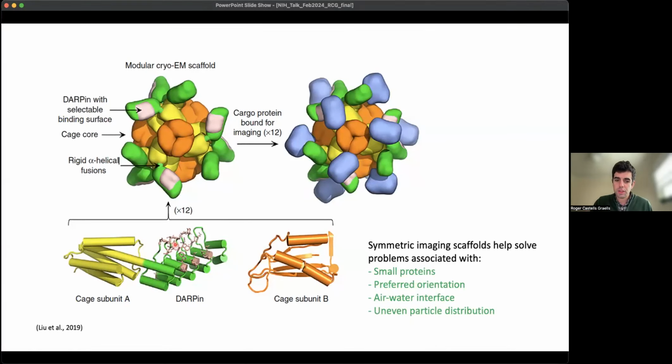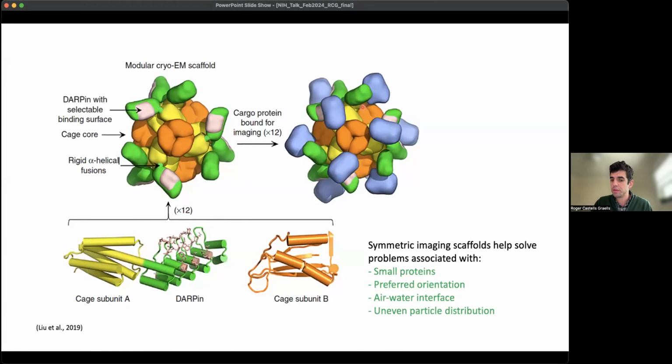And then you sequence that, and then you can integrate the sequence of that DARPin into this design, and then you can make it specific for your protein of interest. And here you can see, as I say, the two components, now with this binding site. So then what we do is we add our cargo protein, that in this case has affinity against the DARPin, and now you can see the formation of the whole complex.